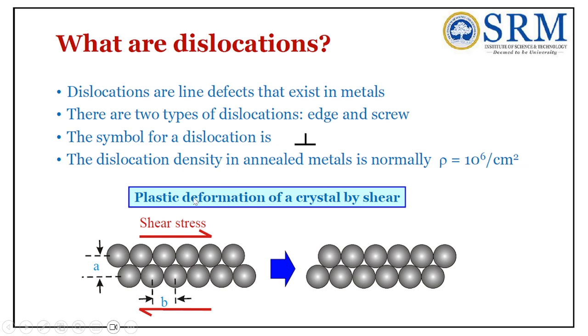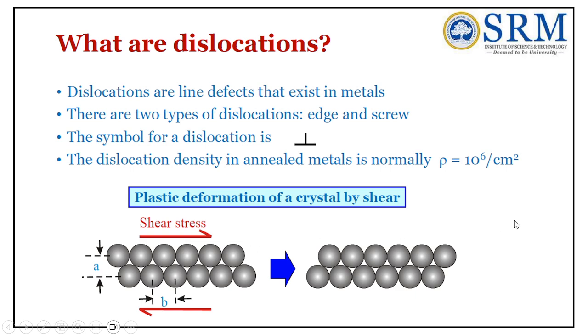You can see the plastic deformation of a crystal by shear, and how the plastic deformation takes place. When a metal is loaded, a tensile load is applied on both sides. The driver for this tensile force is shear stress, which acts on the surface as an equal and opposite stress. Only under the shear stress do the atoms start to move.